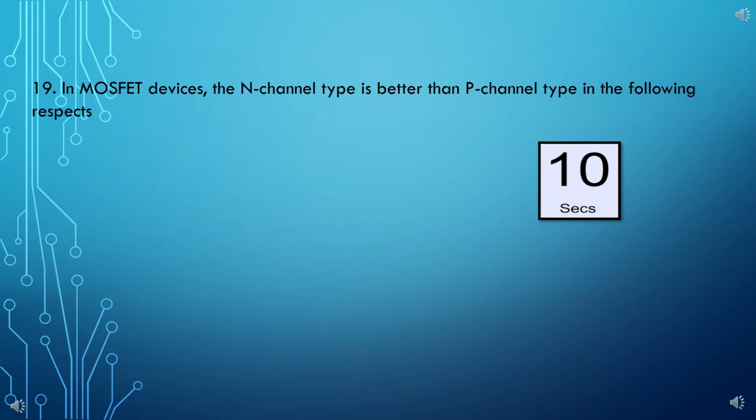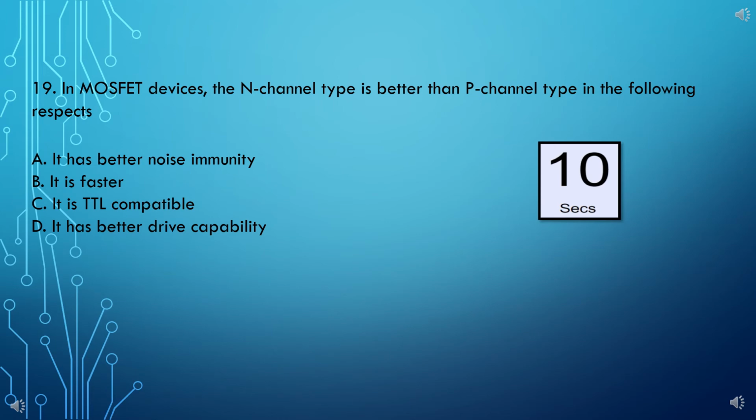In MOSFET devices, the N-channel type is better than the P-channel type in the following respects. Option A. It has better noise immunity. B. It is faster. C. It is TTL compatible. D. It has better drive capability. Answer: it is faster and it has better drive capability.